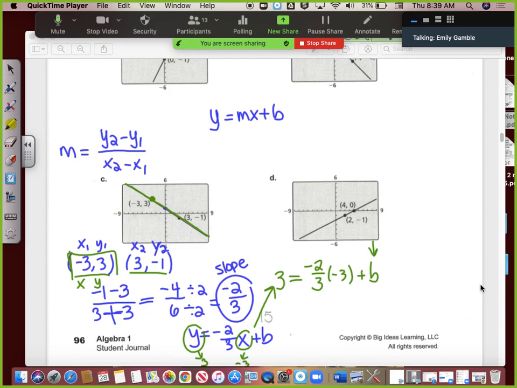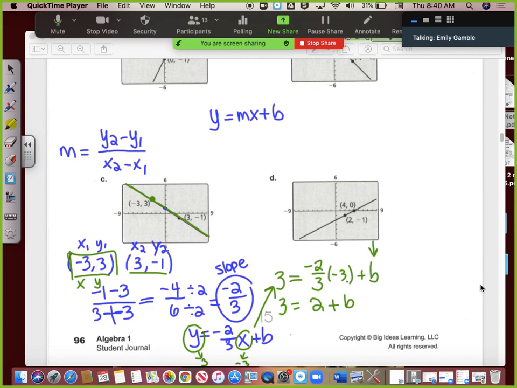Well, a negative times a negative is a positive, and negative 2/3 times negative 3 would be a positive 6/3, which will equal 2. So this thing right here will all equal positive 2, so we're left with 3 equals 2 plus b. And then to solve for b, what's the last thing I would do?